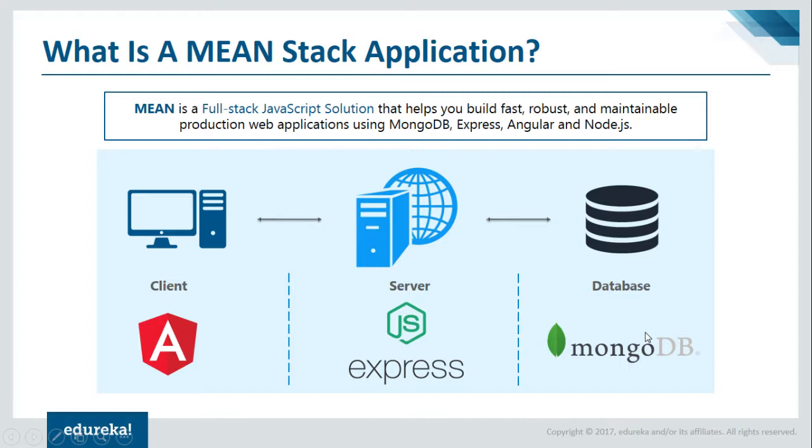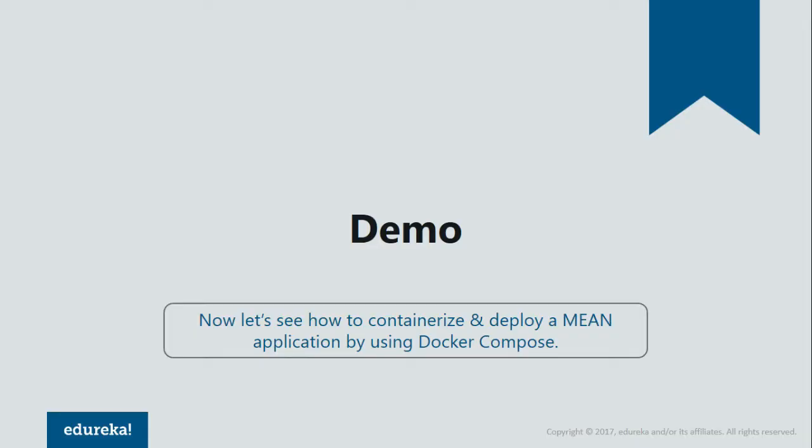So when we use these four technologies in combination to form a full stack application, we call it a MEAN application, right? And this is exactly what I'm going to do. I'm going to create three different containers for these three services, and I will get them to interact with one another using Docker Compose. So that's it about my PPT, and I can get started with my demonstration now.